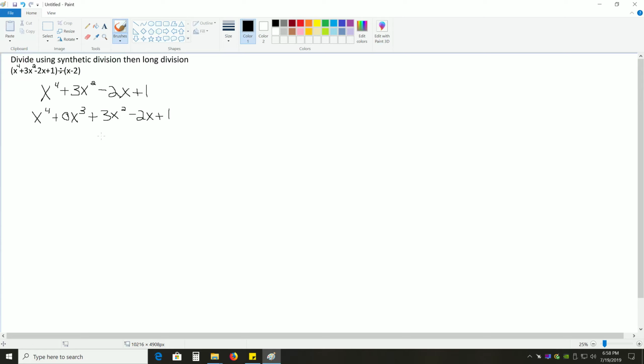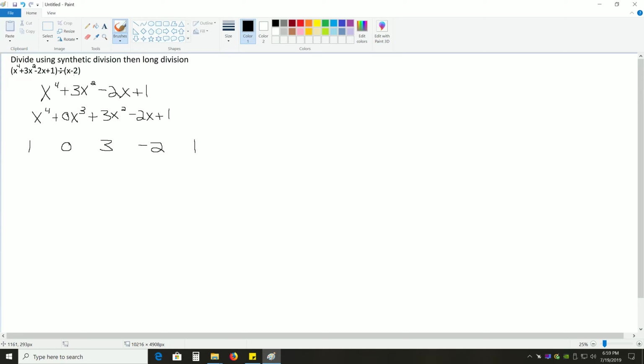And now that we have it written like this, it's the exact same problem, but we now have the coefficient that is in front of the missing x cubed term. We can now take all of the coefficients. So in this case, we have a 1 in front of the x to the fourth, then a 0, 3, negative 2, and finally a 1. We will need these numbers for the synthetic division, and that 0 will be very important.